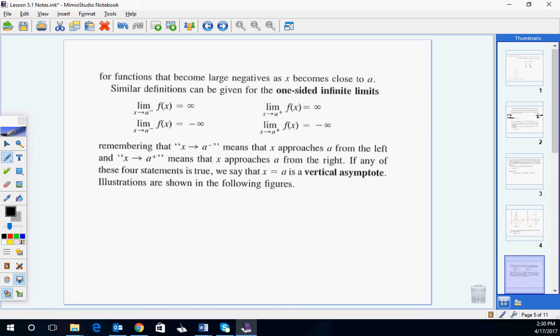Okay, I pretty much just said what the bottom says there. If any of the four statements is true, if any of these are true, that's a vertical asymptote. That's important. We are not defining a limit. We're telling if it has a vertical asymptote or not.